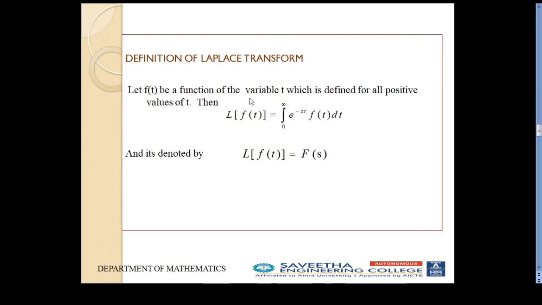Let f of t be a function of variable t which is defined for all positive values of t. We write L of f of t equal to the integral from 0 to infinity of e power minus st f of t dt. Now it is denoted as L of f of t equal to capital F of s.